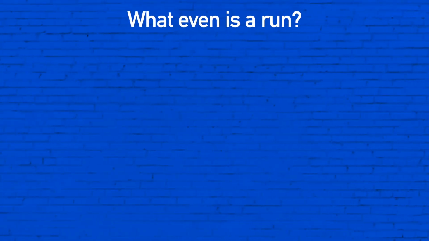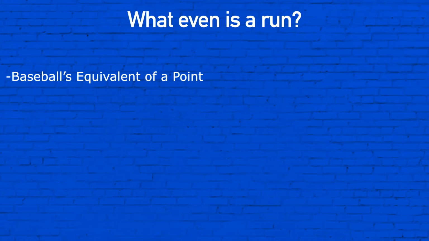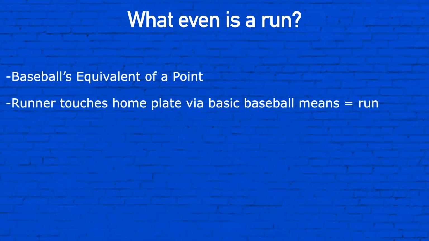Though, of course, it's impossible to even begin to understand the stats without knowing what it means from a rule standpoint, so what is a run? Of course, every baseball fan knows that a run is baseball's equivalent of a point or a goal like in other sports. To get a run, you simply make your way around the bases through the basic baseball means. Now, since this isn't a baseball rules channel, I'm going with a simple explanation: go around the bases and touch home plate without being out. So I trust you all understand what a run is.